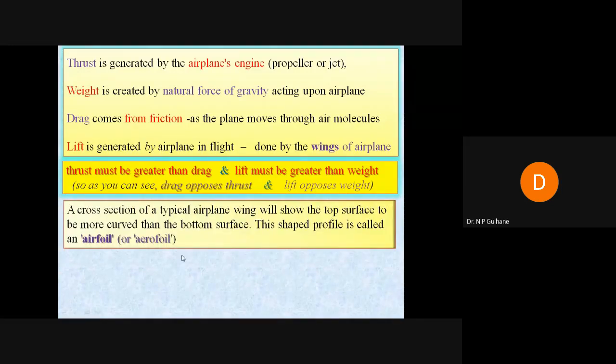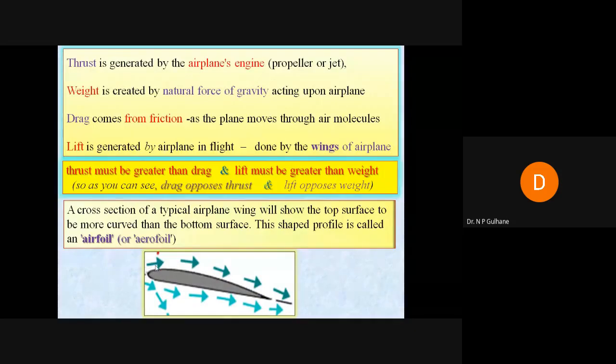Now the thing is how this lifting takes place. So we have a technology called aerofoil shape, a cross section of a typical airplane wing that will show the top surface to be more curved than the bottom surface. So what happens is this top surface is more curved. The air molecules flowing on the upper surface have a high velocity compared to the bottom because they have to travel more distance because of this larger surface area. So velocity is very much higher.